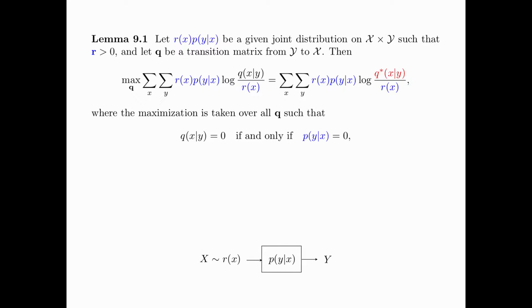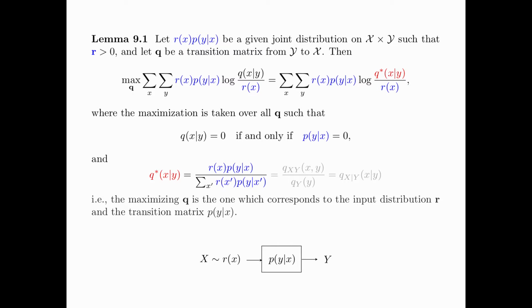Lemma 9.1 says that the maximum of this double summation is attained by a transition matrix Q star, where Q star(x|y) is equal to R(x) P(y|x) divided by summation over x prime of R(x prime) P(y|x prime), where the numerator here is the joint distribution of X and Y, and the denominator here is simply the marginal distribution of random variable Y. And so, Q star is equal to the conditional distribution of X given Y. That is, the maximizing Q is the reverse transition matrix that corresponds to the input distribution R and the transition matrix P(y|x).